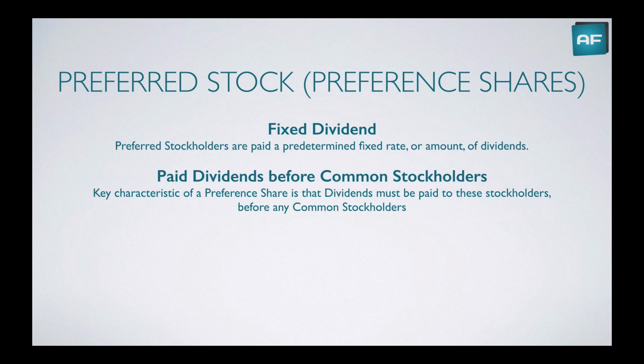Secondly, they're paid dividends before the common stockholders. This is, I think, where the name preferred or preference comes from, is that their dividends are preferred or preferenced over the common stockholders. It's one of the key characteristics. Preference shareholders must be paid their dividends before any common stockholders can get a hold of their dividends.